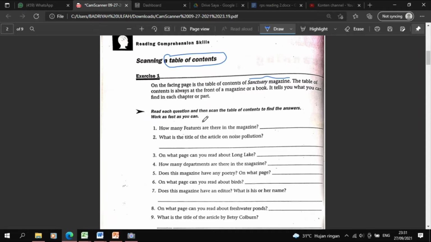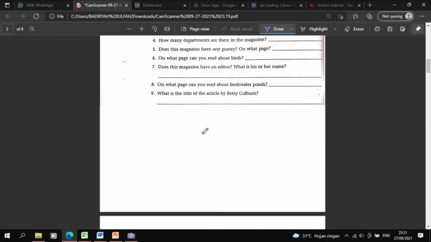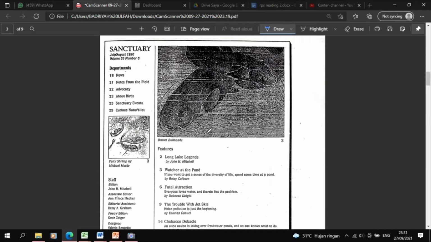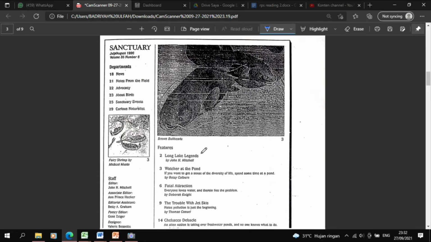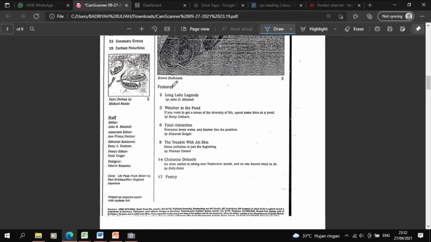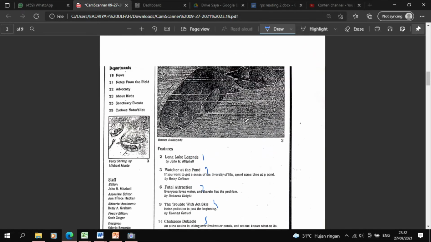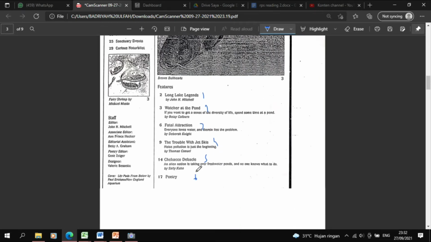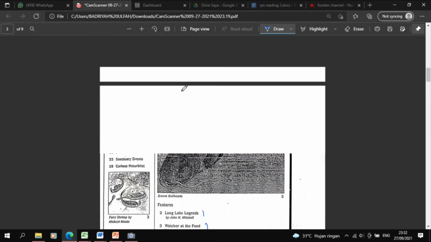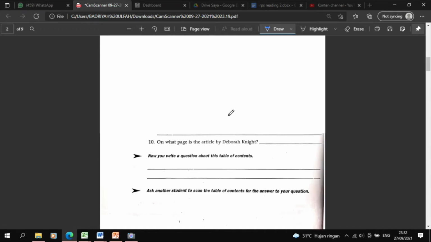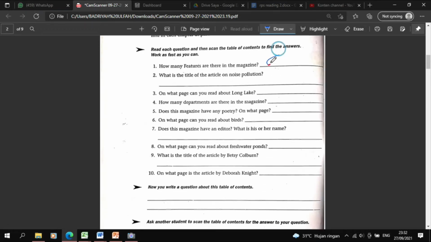Now see the question. How many features are there in the magazine? Now see it, feature. So feature, right? How many? We have 1, 2, 3, 4, 5, 6. That's it, right? We have 6 features for this magazine. So that's why you have to answer this with 6. That's what we call scanning.